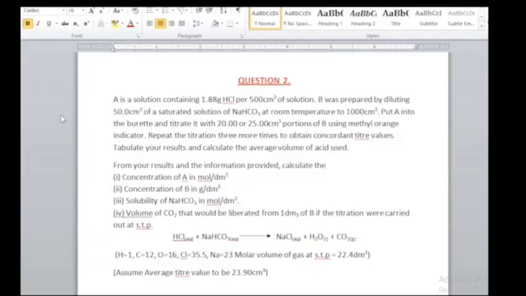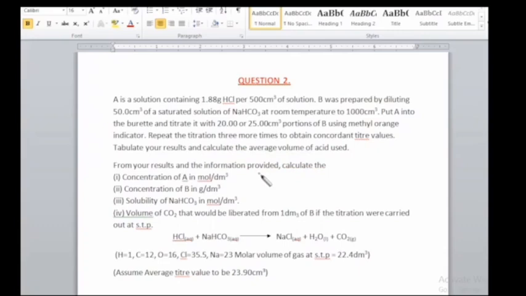So for our second question, the question there says A is a solution containing 1.88 grams hydrochloric acid per 500 centimeter cube of solution. B was prepared by diluting 50 centimeter cube of a saturated solution of sodium hydrogen trioxocarbonate at room temperature to 1000 centimeter cube. Put A into the burette and titrate it with 25 centimeter cube portions of B using methyl orange as an indicator. Repeat the titration 3 more times to obtain concordant titre values, and then tabulate your results and calculate the average volume of acid used.